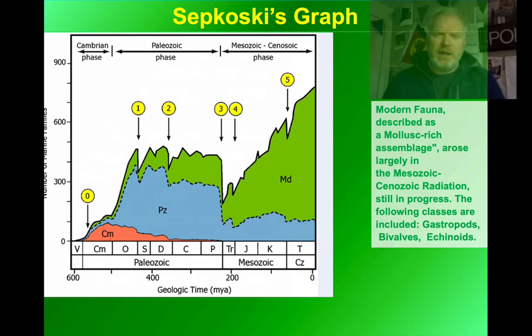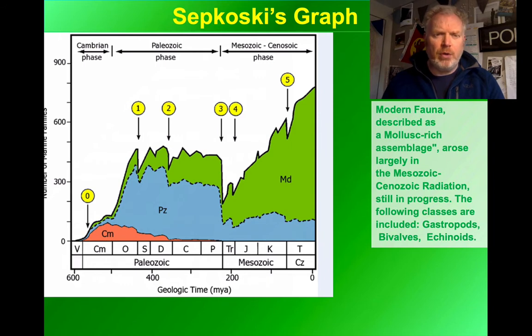Now along with this changing diversity of these different groups, you can see at various points on this graph we have sudden drops in diversity, sudden drop in the number of marine invertebrate families, numbered from 1 to 5 on this graph. Let's look at each one of these events, because these are our mass extinctions.